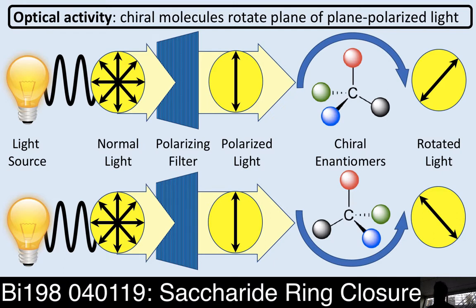So if you take polarizing light that's all traveling in the same direction, and you shine it on a chiral molecule, it's going to deflect that light either left or right. And the amount that it deflects it is dependent on the unique structural properties of a molecule. Chiral enantiomers are going to deflect polarized light equally, but in opposite directions. All right? One is going to rotate it to the left, and the other is going to rotate it to the right. That's what optical activity means.